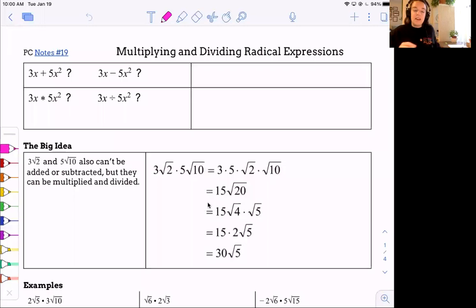All right, here we go. Hi. So today we're going to work on multiplying and dividing.